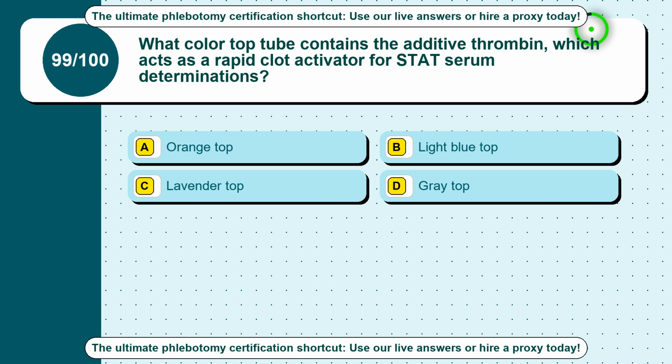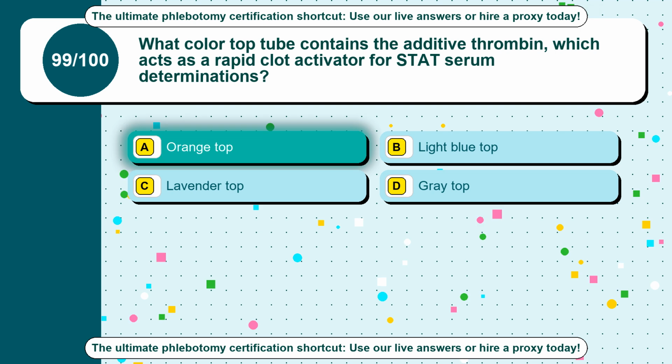Question 99. What color top tube contains the additive thrombin, which acts as a rapid clot activator for stat serum determinations? Option A, orange top. Option B, light blue top. Option C, lavender top. Option D, gray top. The correct answer is option A, orange top.